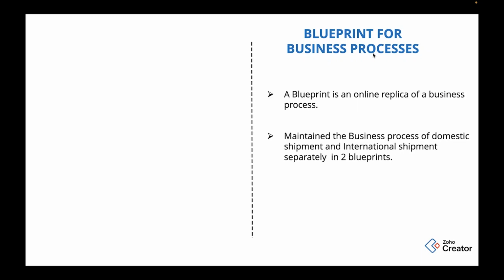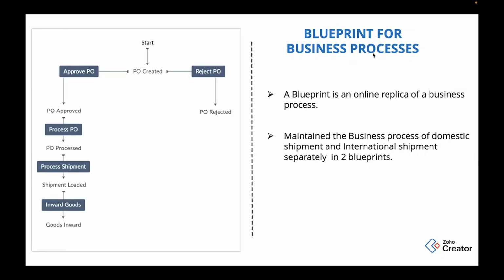The next is the blueprint for business processes. For people who are new, blueprints are the online replica of a business process. We have maintained two different blueprints over here in the application. One is for the domestic shipment, another one is for the international shipment. Both of them have a different flow, so we have maintained two different blueprints for them.